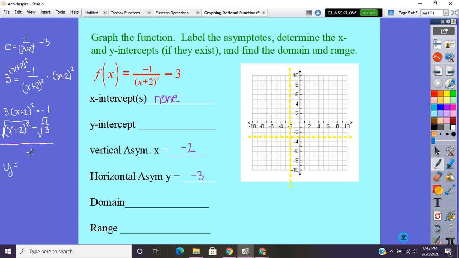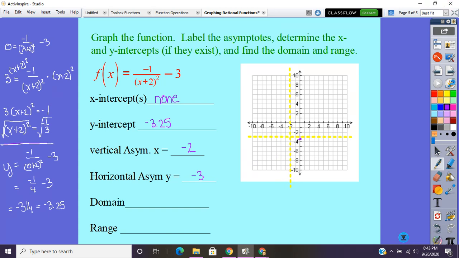Y equals negative 1 over 0 plus 2 squared minus 3. Well, 0 plus 2 is 2 and squared is 4. So I've got negative 1/4 minus 3, which is negative 3 1/4 or negative 3.25. This time we do have a y-intercept, so that worked in our favor. Our y-intercept is negative 3.25. Here's 3.25 would be right here, which makes sense that we don't have an x-intercept because since it's a square, these graphs are side by side, which means if this one's over here, this one has to be over here. They are not going to cross that x-axis.